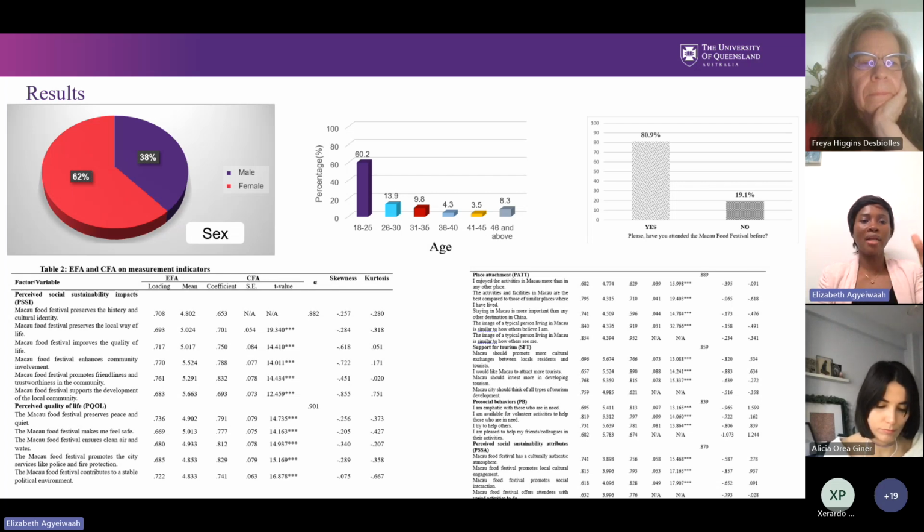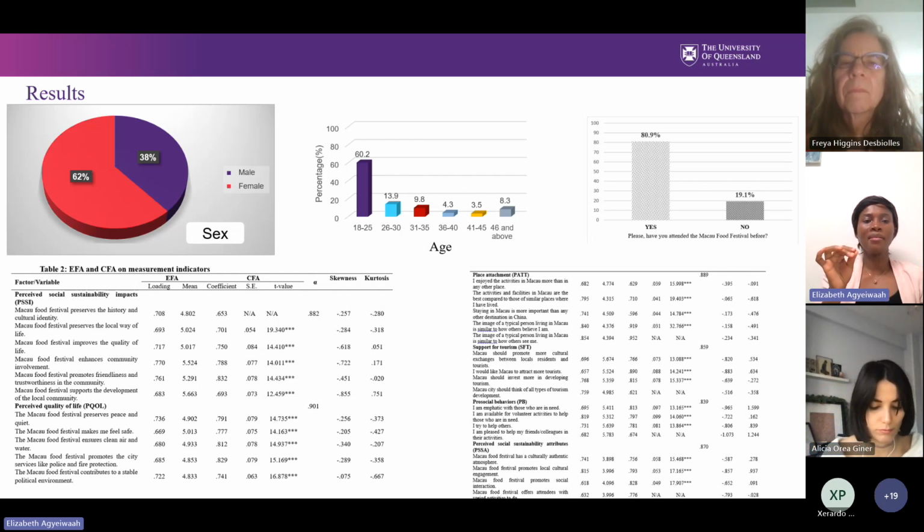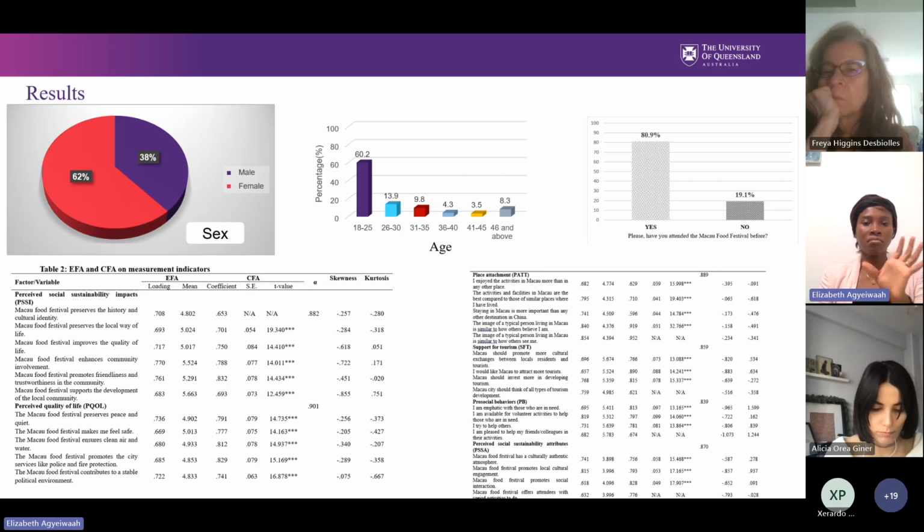So in addition to that, Table 2 shows us the items that we used and the sort of statements that were given for each of the 6 constructs that were used. For example, the perceived social sustainability impact, the place attachment, pro-social behavior, perceived quality of life. So we have specific items that were measuring them, and they were all analyzed using the EFA first and the CFA to be able to say that, yes, indeed, these items are under a specific construct. And so that was for the first 2 stages of the analysis.